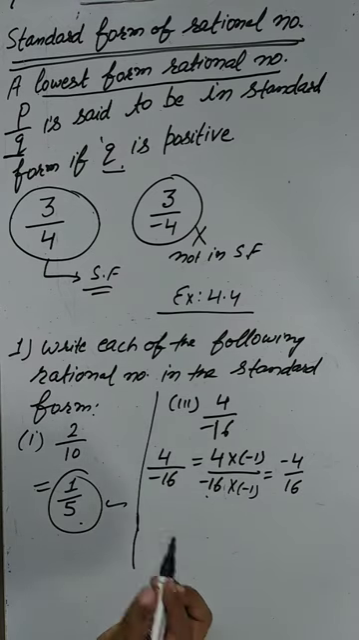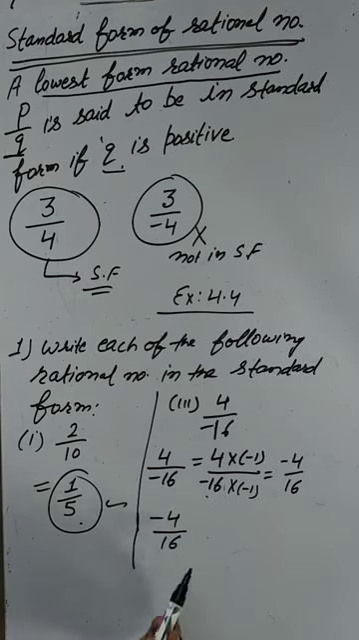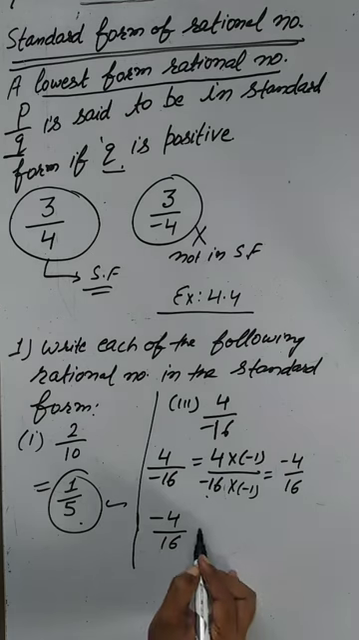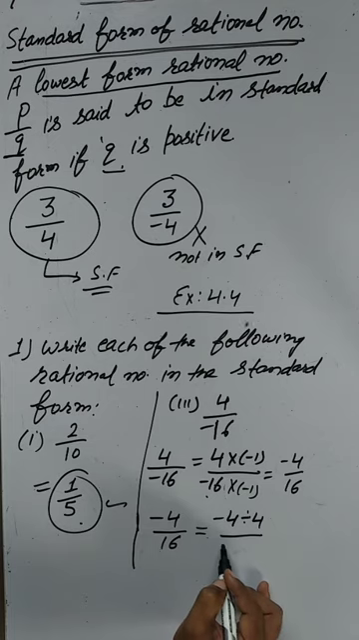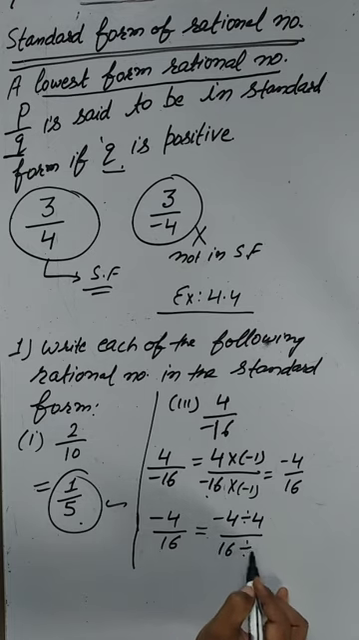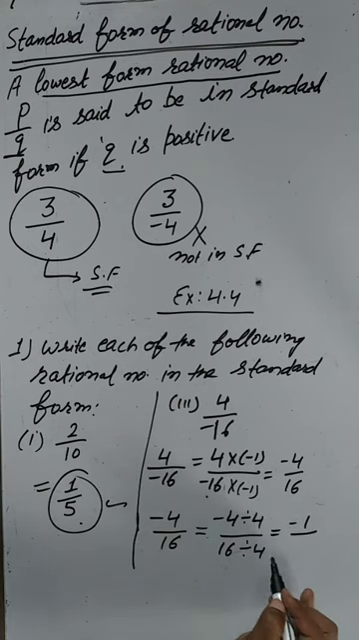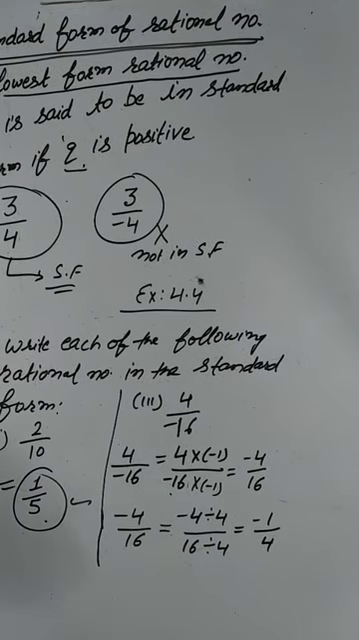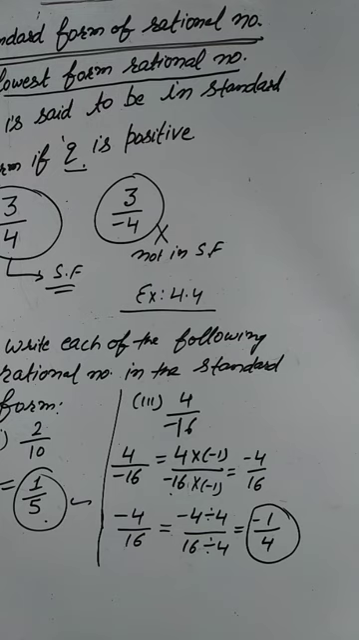Now minus 4 upon 16 we can change easily in the lowest form. What is the HCF of 4 and 16? It will be 4. Then divide by 4. 4 divided by 4 and 16 divided by 4. 4 divided by 4, beta, 1, and sign will be minus, and 16 divided by 4 is equal to 4. Clear? Understood? Now it is in the standard form. Understood, beta? Clear? Similarly, beta, you can try other parts by yourself.